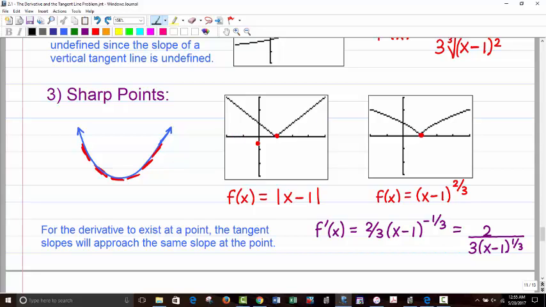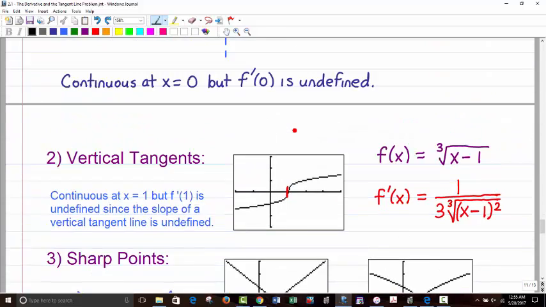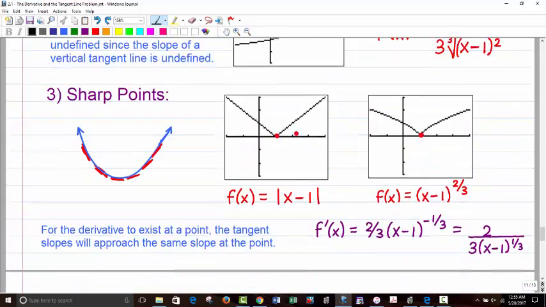So those are the keys. So we had sharp points, vertical tangents, and endpoints.